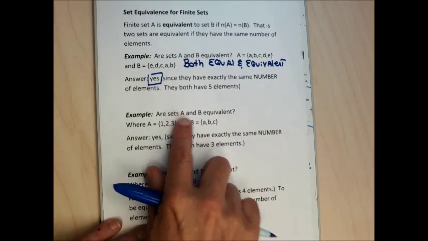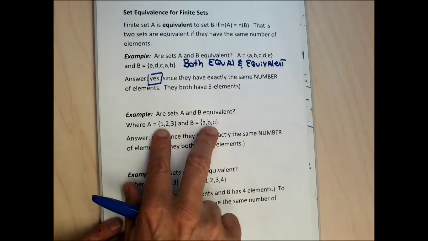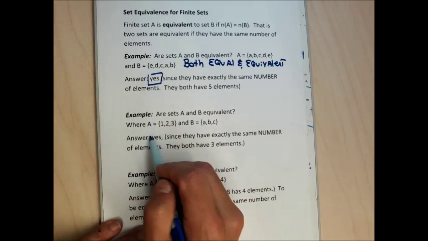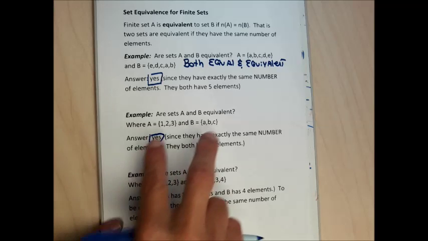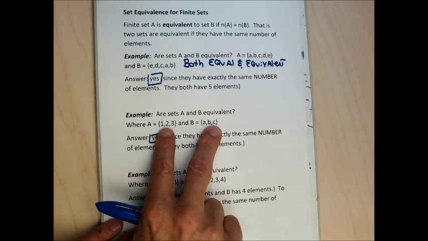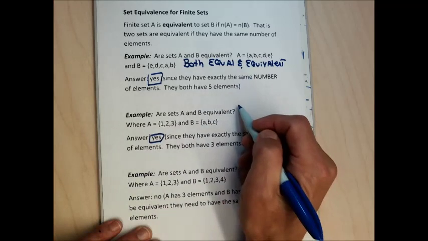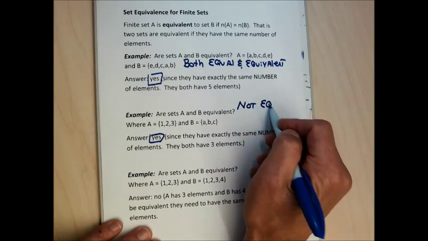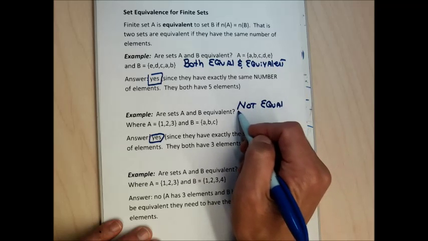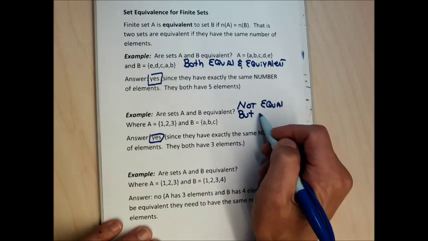The next example, these two sets, A and B, both have 3 elements. These are equivalent, but they're not equal. They're equivalent because they both have 3 elements in them. So these sets, they're not equal because they have different elements, but they are equivalent because they both have 3 elements.